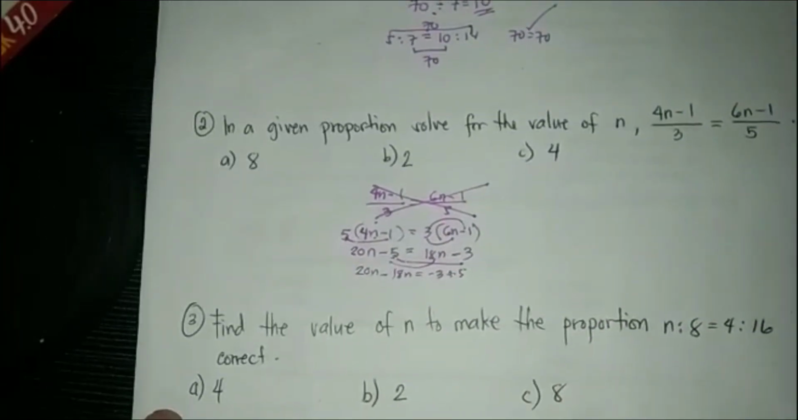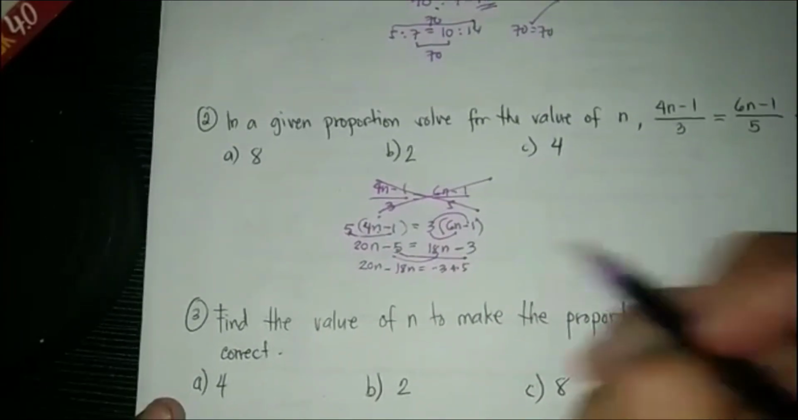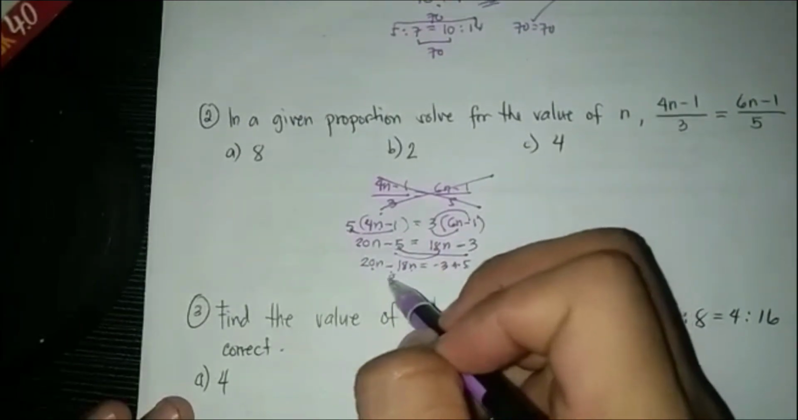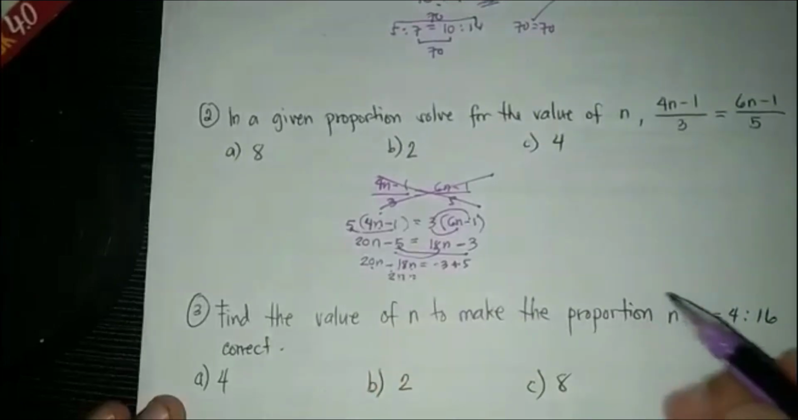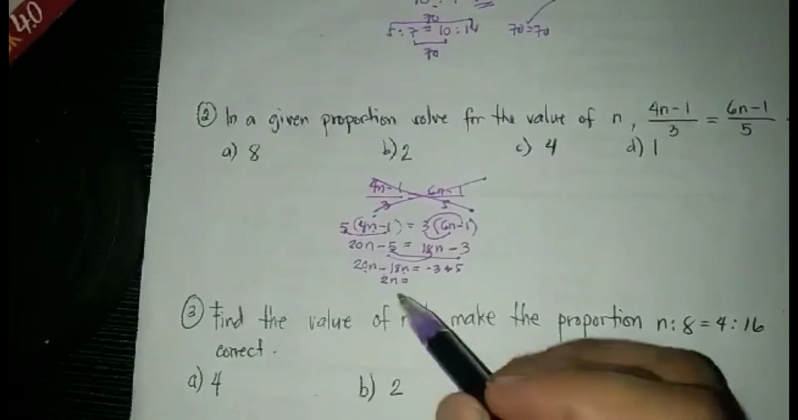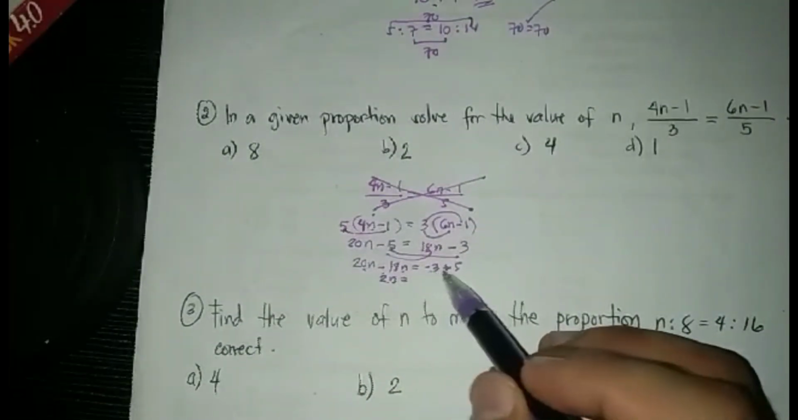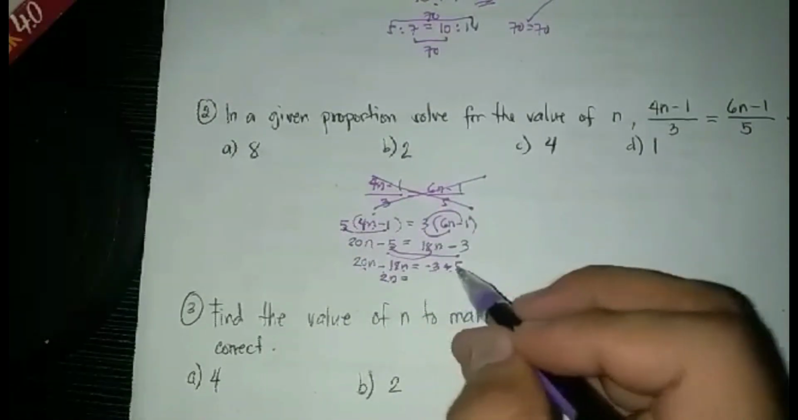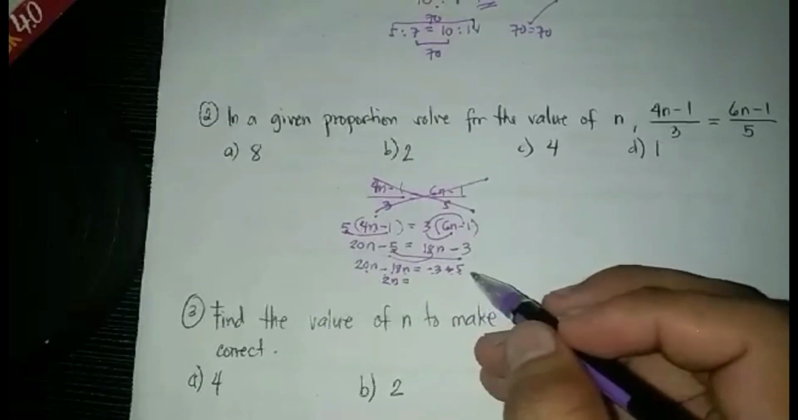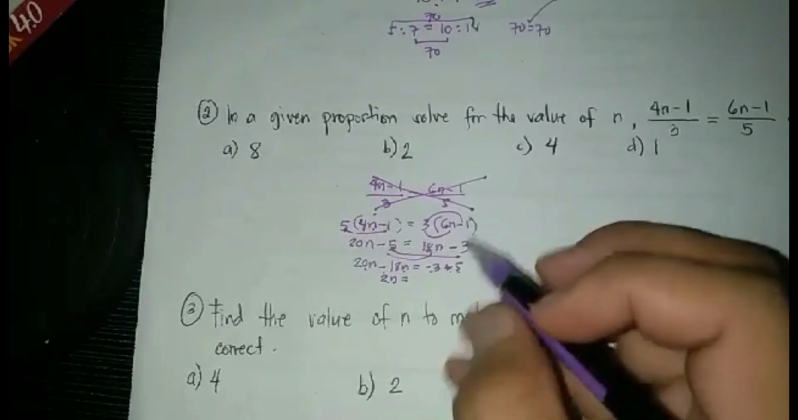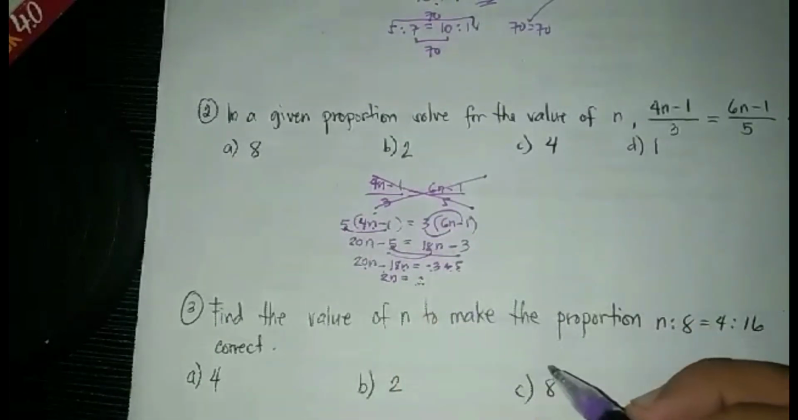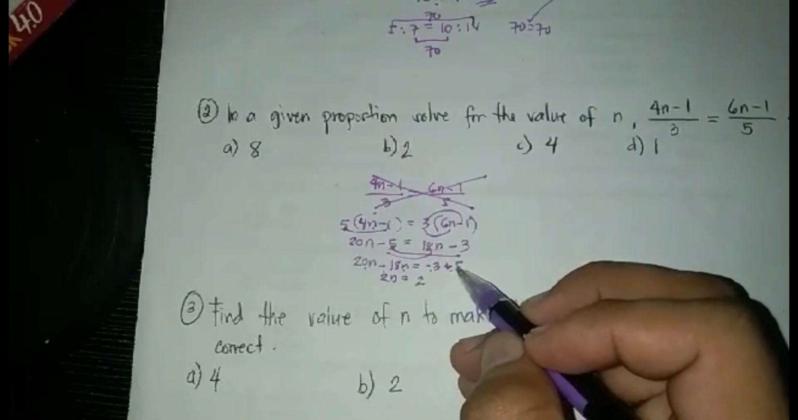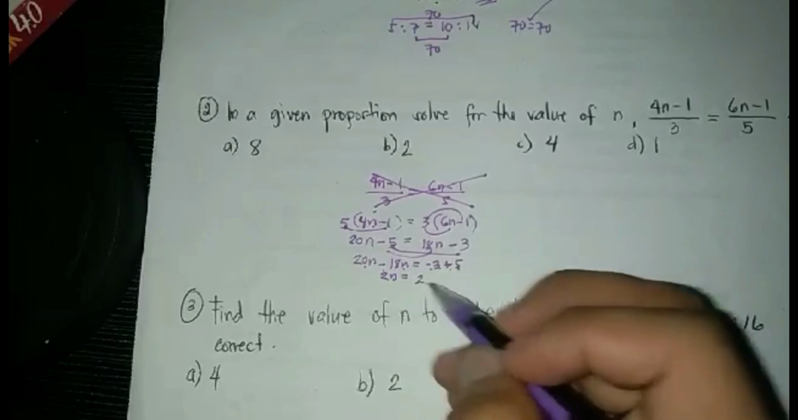So 20n minus 18n, so magiging 2n equals negative 3 plus 5 yung sagot po natin dyan. Magkaiba sila ng sign. So pag magkaibang sign, subtract. So 5 minus 3 yung sagot natin dyan, 2. Sa integers, kapag sino mas malaki, yung sign niya yung gagamitin natin. Since 5 yung mas malaki sa 3, so positive 2.